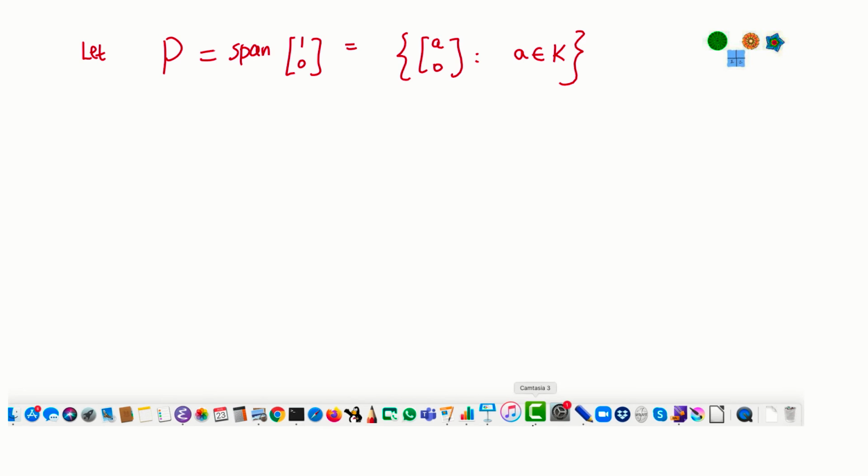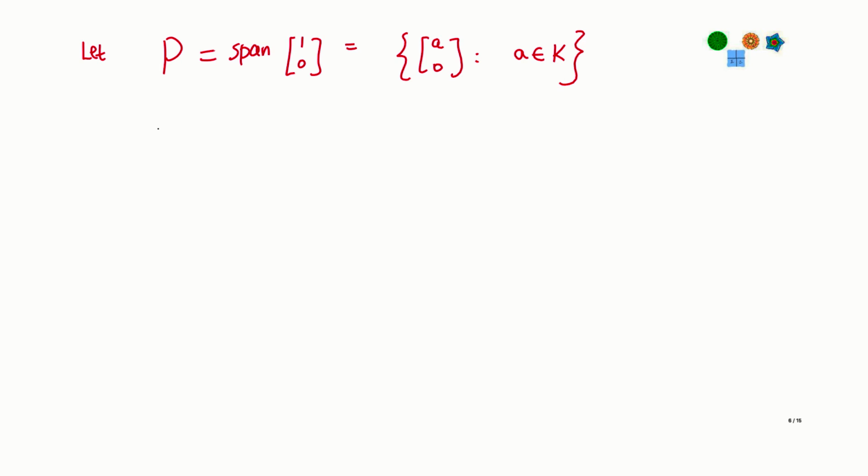So let's define a subspace, let me call it P. It's just the span of (1, 0). In other words, it's all vectors of the form (A, 0), where A ranges over K. I claim that P is a T invariant subspace of K^2.